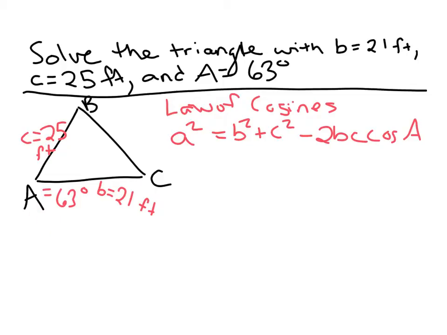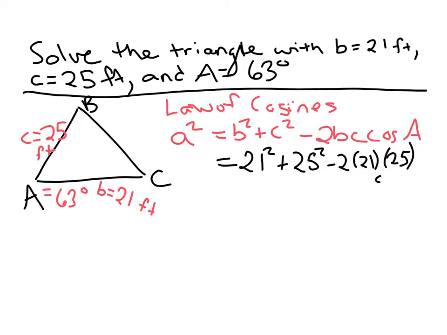And we know all of these quantities. We know side B, side C, and angle A. So now it's just a matter of computing that. So this will be 21 squared plus 25 squared minus 2 times 21 times 25 times cosine of 63. Make sure you put your calculator in degree mode when you type that in.